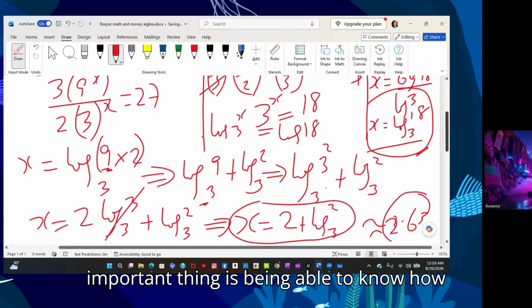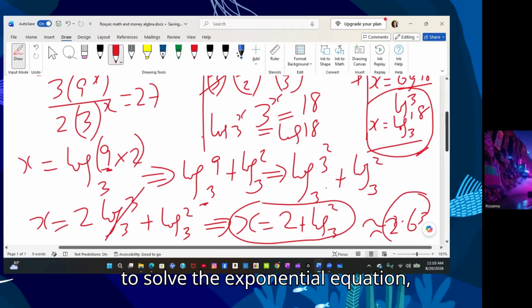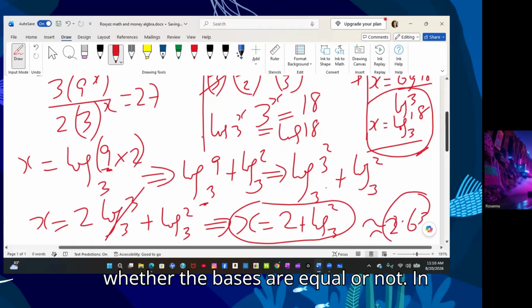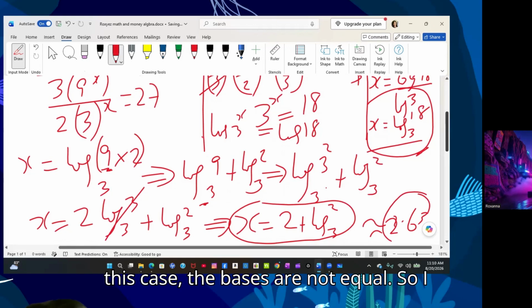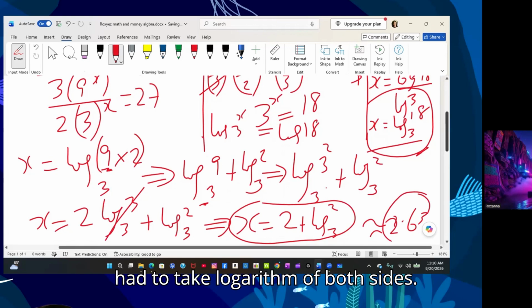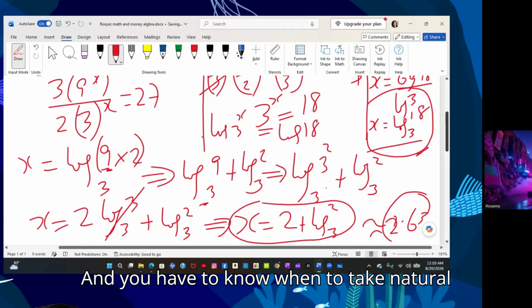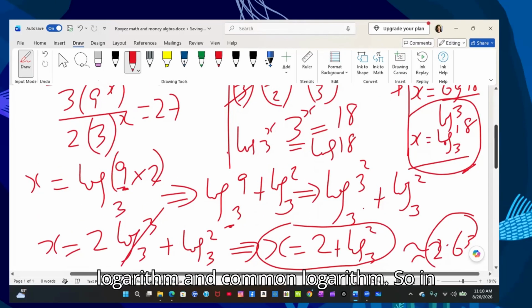Okay, so the important thing is being able to know how to solve the exponential equation, whether the bases are equal or not. In this case, the bases are not equal. So I had to take logarithm of both sides. And you have to know when to take natural logarithm and common logarithm. So in this case, I took a common logarithm. Why? Because I'm dealing with an ordinary exponential equation. In other words, there is no base e there. I'm not working with base e. If I'm working with base e, I should take the natural logarithm of both sides.